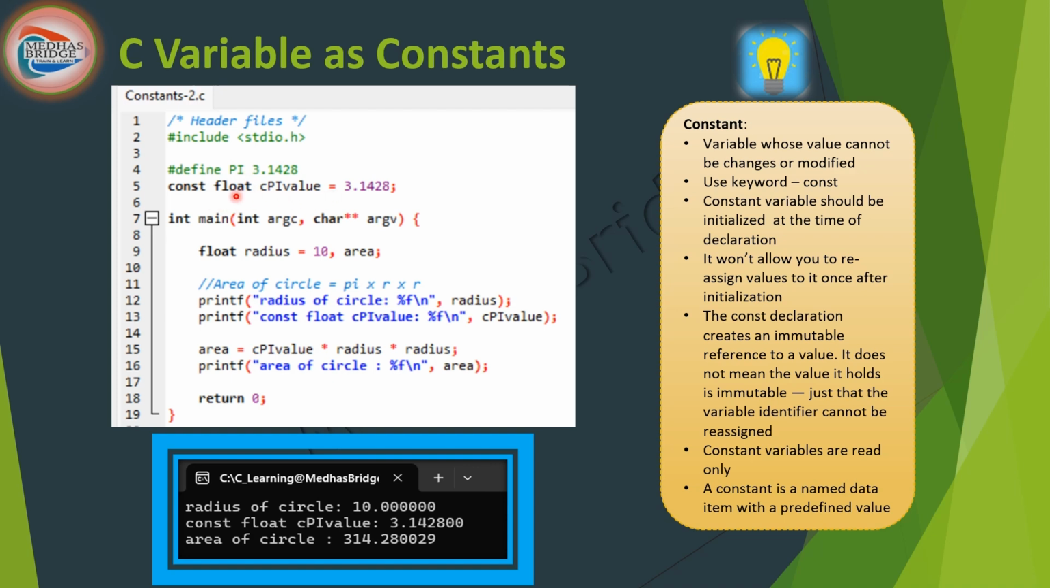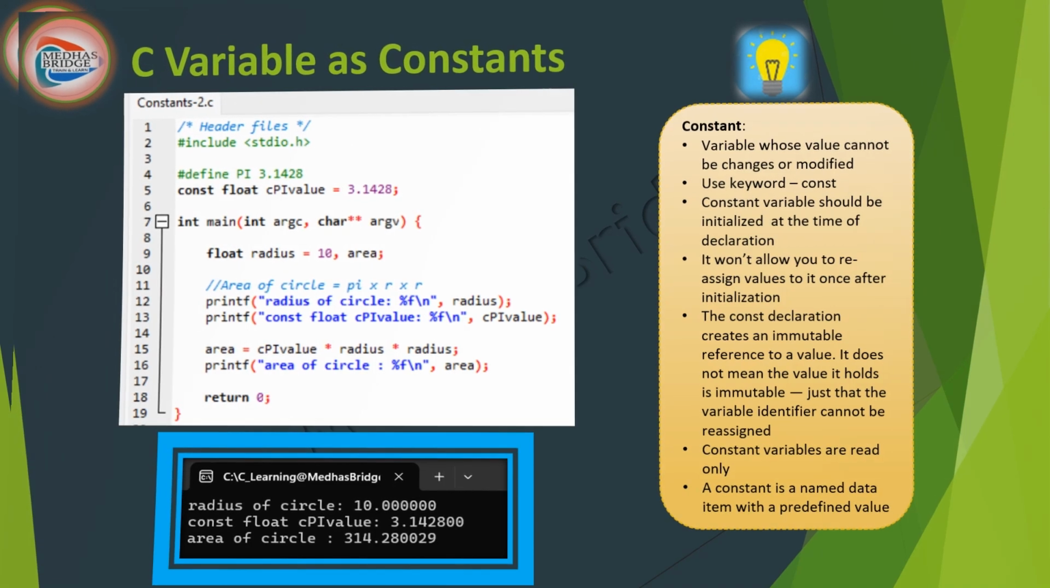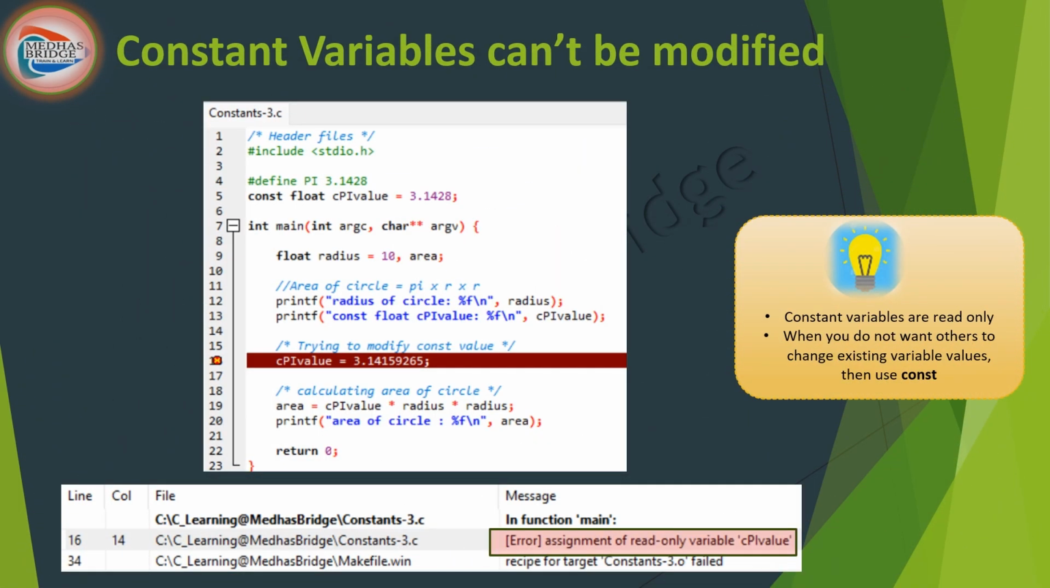Variables can be float, char, integer, string, right? These are all data types that can be declared as a constant based on your need. Do you see the difference now? What is a variable? What is a constant? What ways can constants be defined in C programming? Constant variables cannot be modified. What that means is constant variables are read only, and hence once you initialize the variable, you cannot modify it further.